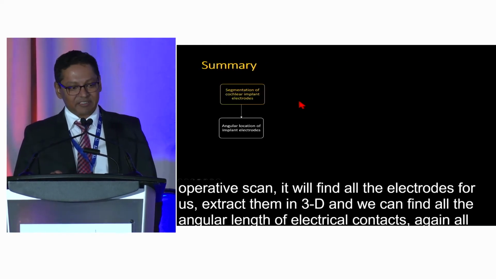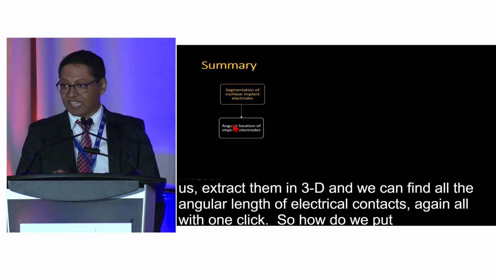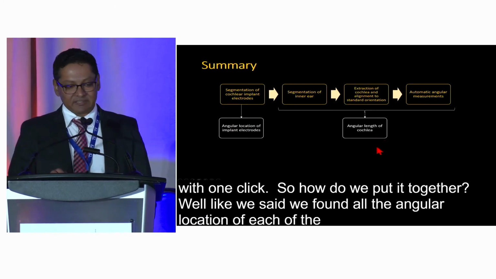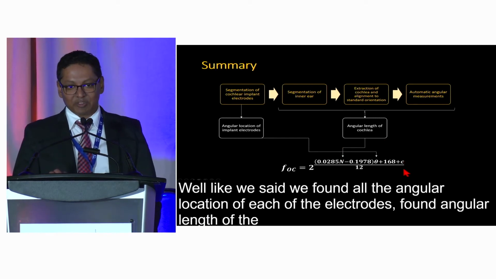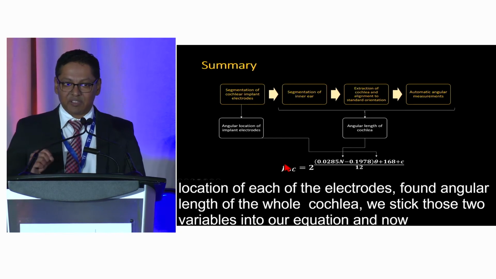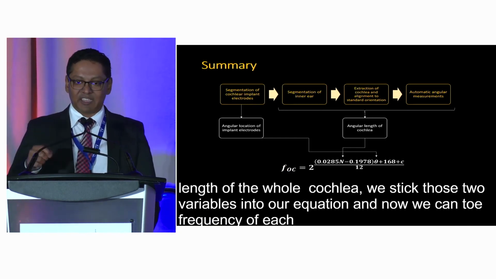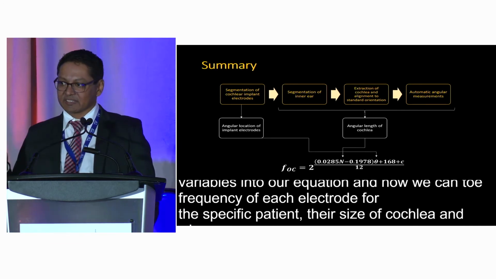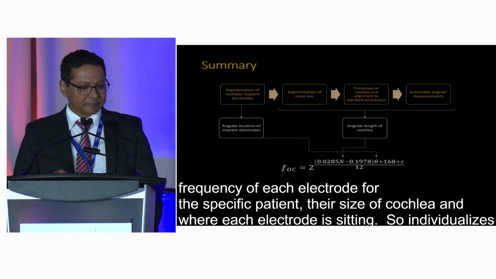So how do we put it together? Well, like we said, we found all the angular locations of each of the electrodes. We found the angular length of the whole cochlea. We stick those 2 variables into our equation, and now we can tell you the frequency of each electrode for the specific patient, their size of cochlea, and where each electrode is sitting. So it individualizes the whole thing beginning to end.